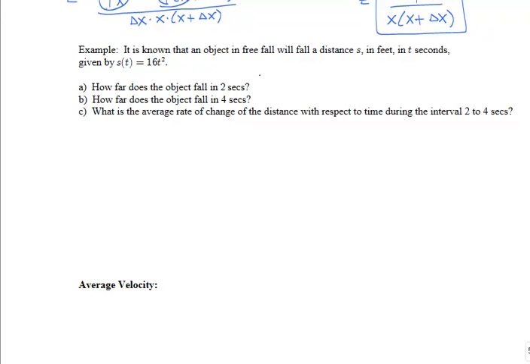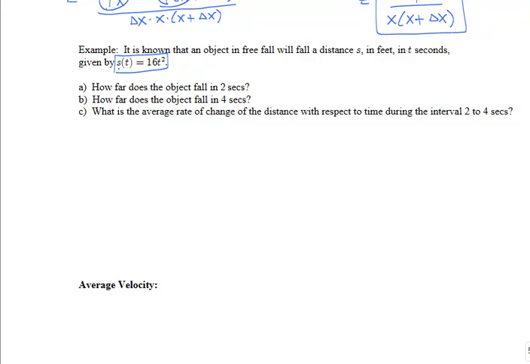That's free fall. So that ball is being acted on by gravity to pull it down to the ground. And what we know from physics is that an object in free fall will fall a distance s. Usually in science or physics, distance is measured with this s variable, and it's measured in feet in t seconds by this formula.